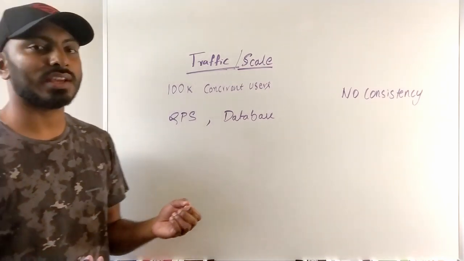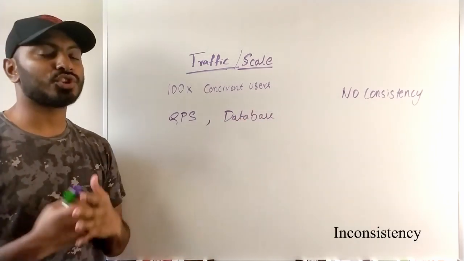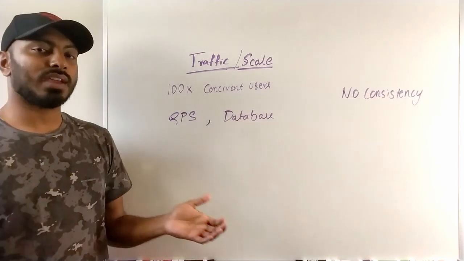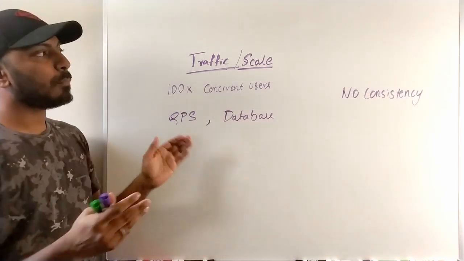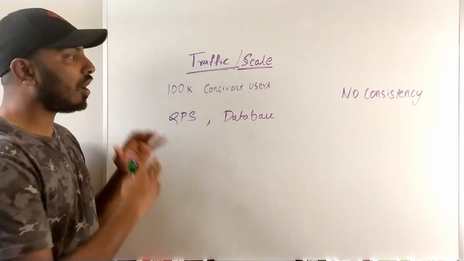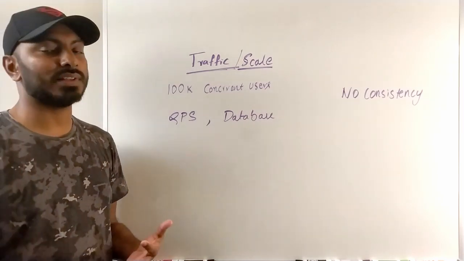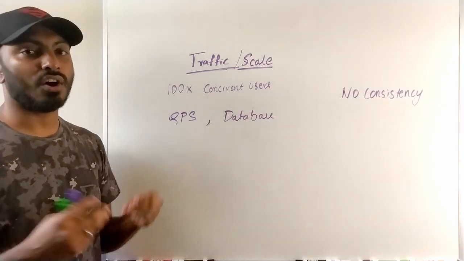So based on the non-consistency factor, we can choose NoSQL. Otherwise, we have to choose RDBMS. In this case, maybe for user profile information, you can use RDBMS. For all of the rest of the data, you can still go with NoSQL. So you will get the scaling, performance and high availability all built in.